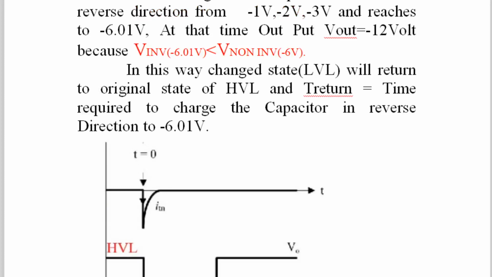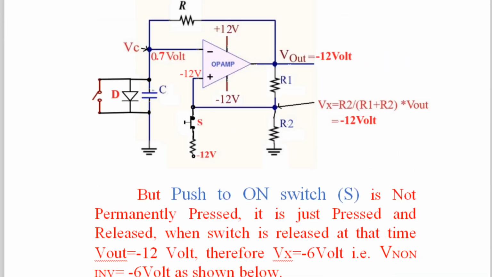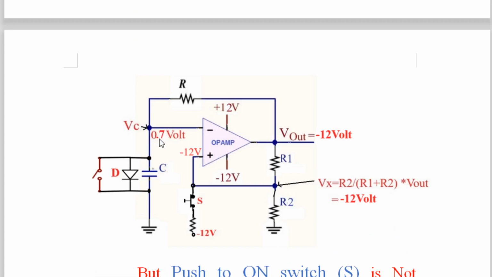So T return depends on what? T return depends on how long the capacitor will take to discharge from 0.7 volt to 0, 0 to -1, -2, -3, -4, -5, -6 and -6.01. So the discharging path of the capacitor is this. In this way this capacitor discharges. Therefore the capacitor C, its value itself, is also important. R is also important. Now in our example, why 6.01? Who decided that? The 6.01 is decided by the values of R1 and R2.